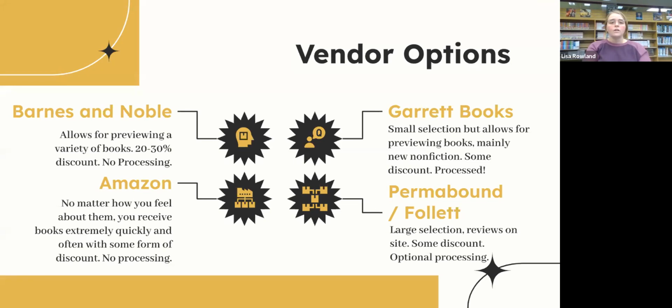Amazon is the same way. There's not going to be processing. Depending on the school, whether or not you can actually use Amazon. Now, they do accept POs now, but your school has to be set up in their business center. So that might be something you want to investigate within your district before you spend any time actually building a cart in Amazon. No matter what you feel about them, though, you get them pretty quick. I had an order placed yesterday afternoon, and I will probably get those books in my building on Friday. A lot of times they have some form of discount. If they don't, I normally put it on one of my other orders.